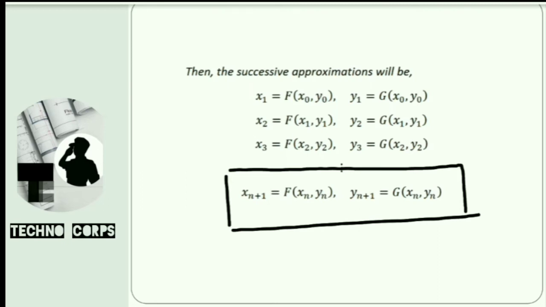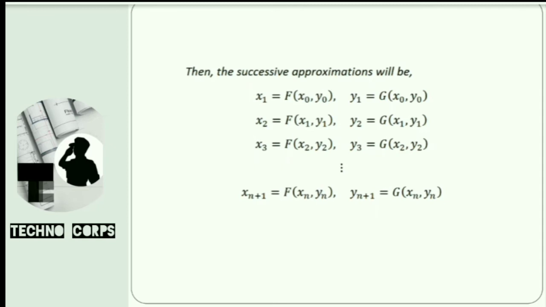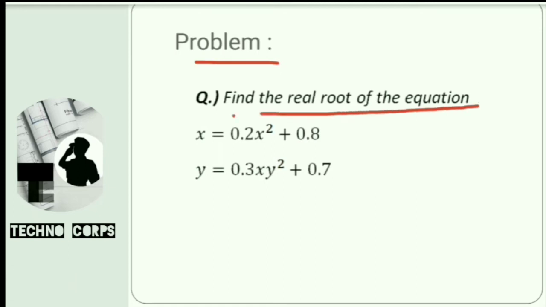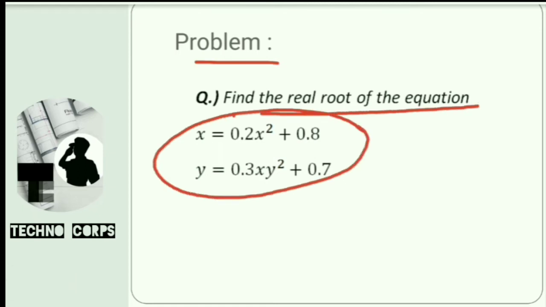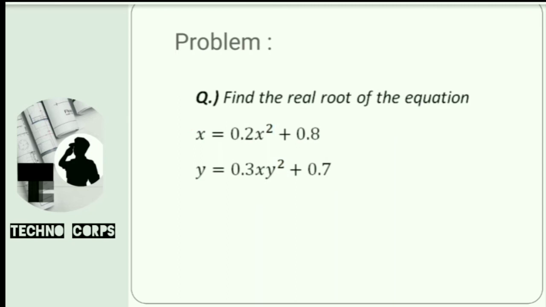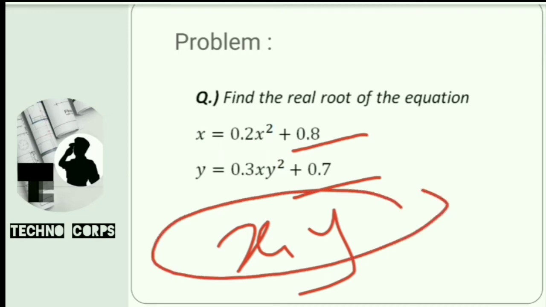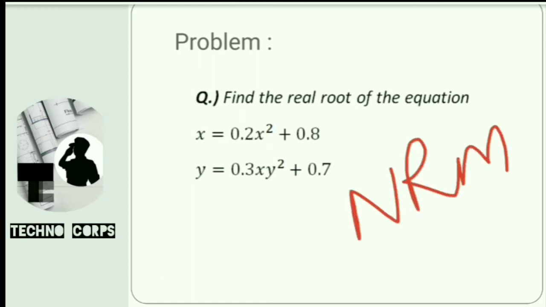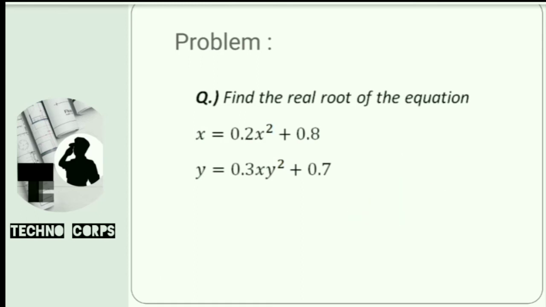Let's have a clear look at what is going on by taking a numerical example. So this is my problem. Find the real root of the equations. You can see the equations here. In the equations we are using two variables x and y. That means this is the solution of nonlinear equations in multivariables. So we can use either the Newton-Raphson method or this general iterative method. Nothing has been specified here, and we are going to look at the general iterative method, so I am going to use that solution here.